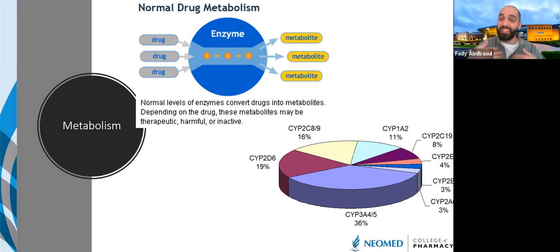So as a pharmacist, I would call the physician and I would say, I recommend lowering the dose of drug A because they are on this enzyme inhibitor that's going to increase the levels of drug A. So let's lower the dose of drug A if they need to be on both drug A and drug B. All right. So any questions on that?